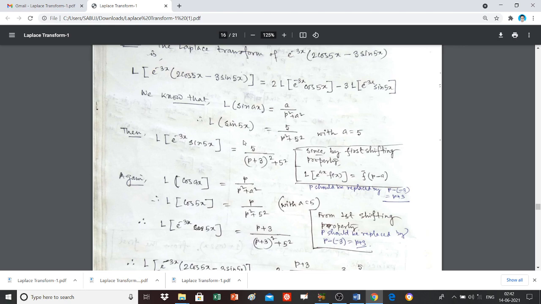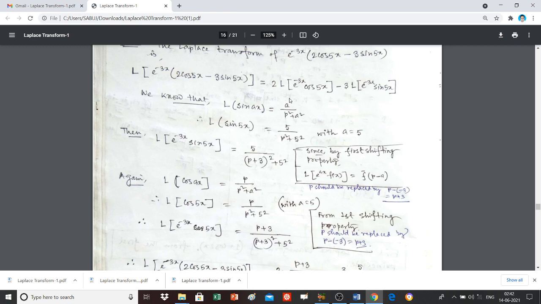And this term, now this term and this term, comparing these two, you can easily understand that a is equal to minus 3. So in this expression, that is Laplace transform of sin 5x, p should be replaced by p minus of minus 3, that means p plus 3. So that is done here. That means Laplace transform of e to the minus 3x sin 5x, this 5 is here, and then p is replaced by p plus 3, so p plus 3 whole square, then 5 square.